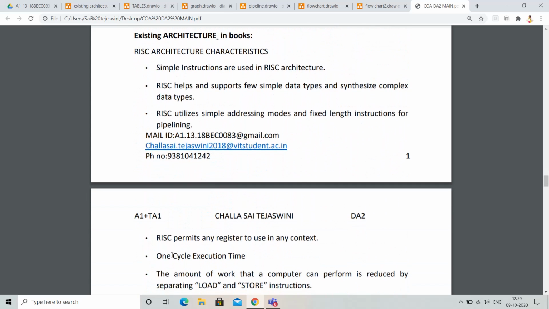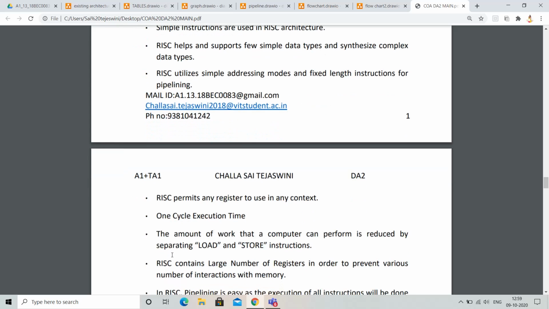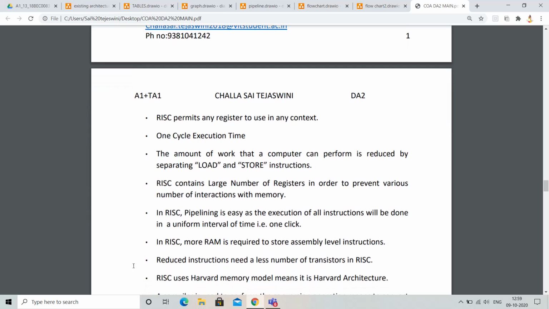Existing architecture inputs. RISC architecture characteristics. Simple instructions are used, and this also uses simple addressing modes and fixed length instructions for pipelining, and supports only simple data types and synthesizes complex data types. RISC permits any register to be used in any context.